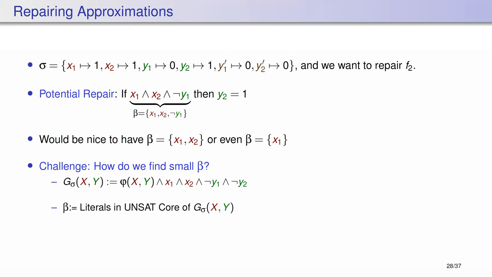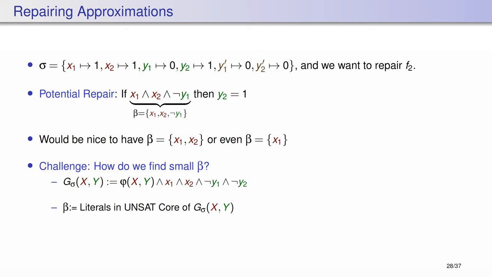Ideally, we should be doing a repair that can also fix potentially other counterexamples. So in particular, it would be nice if our repair could say that if x1 and x2, or it could even just say if x1, but we want such repairs to be sound. So how can we find such sound repairs? Well, it turns out that we can construct another formula. We take the specification and say, you know what, I really want to say that when x1 is 1 and x2 is 1 and y1 is 0, I really want y2 to be 0. Of course, the solver comes back and says, you are being crazy.